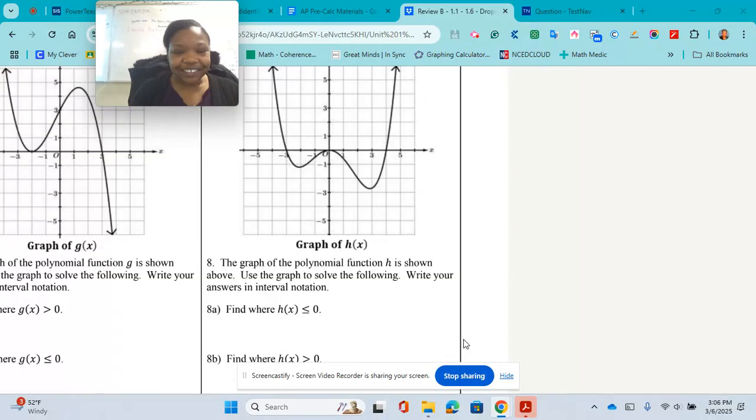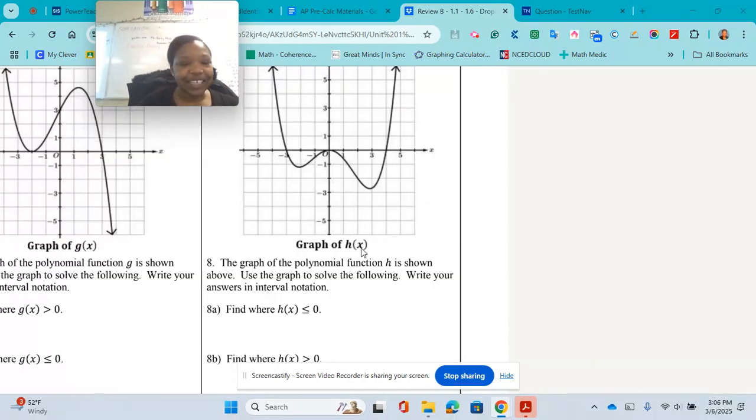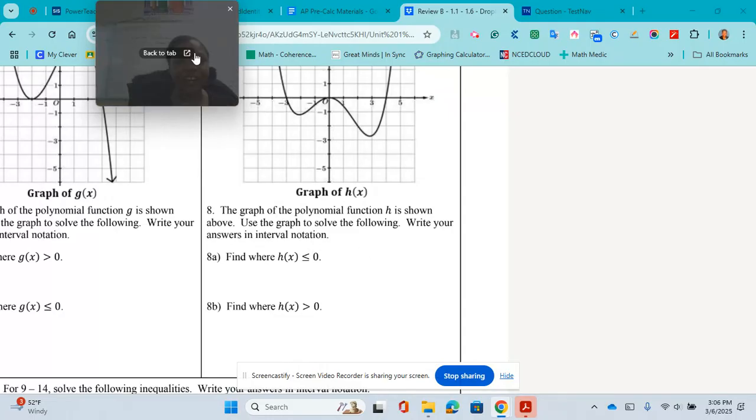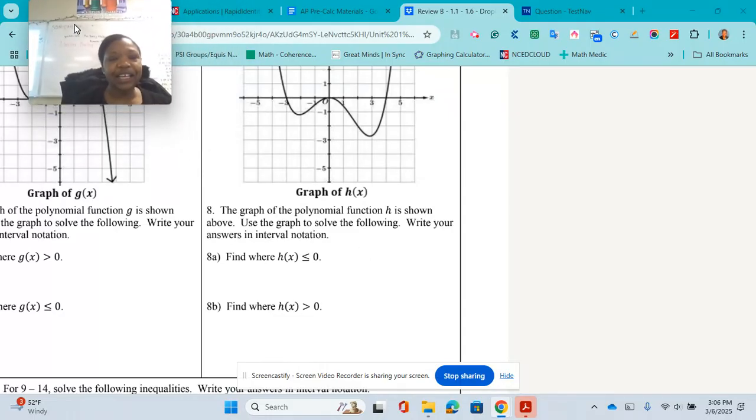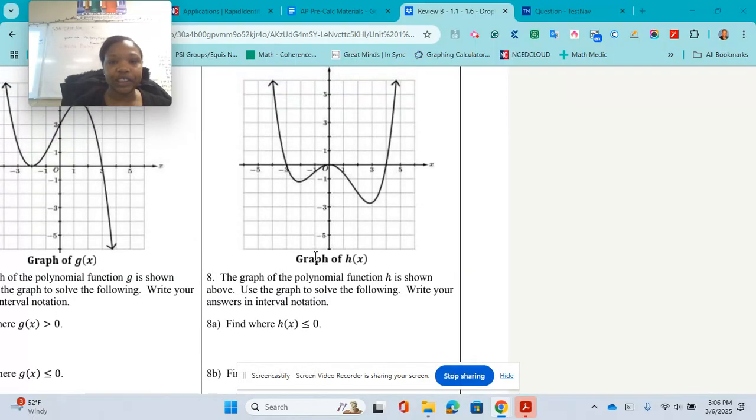We are on number 8. For number 8, A, we have find where h of x is less than or equal to 0. When we say h of x, we are referring to our y. So when is the y less than or equal to 0? Are we looking above or below? Below. Excellent. Are we including the zeros? Yes, because we got that equal sign under that inequality.